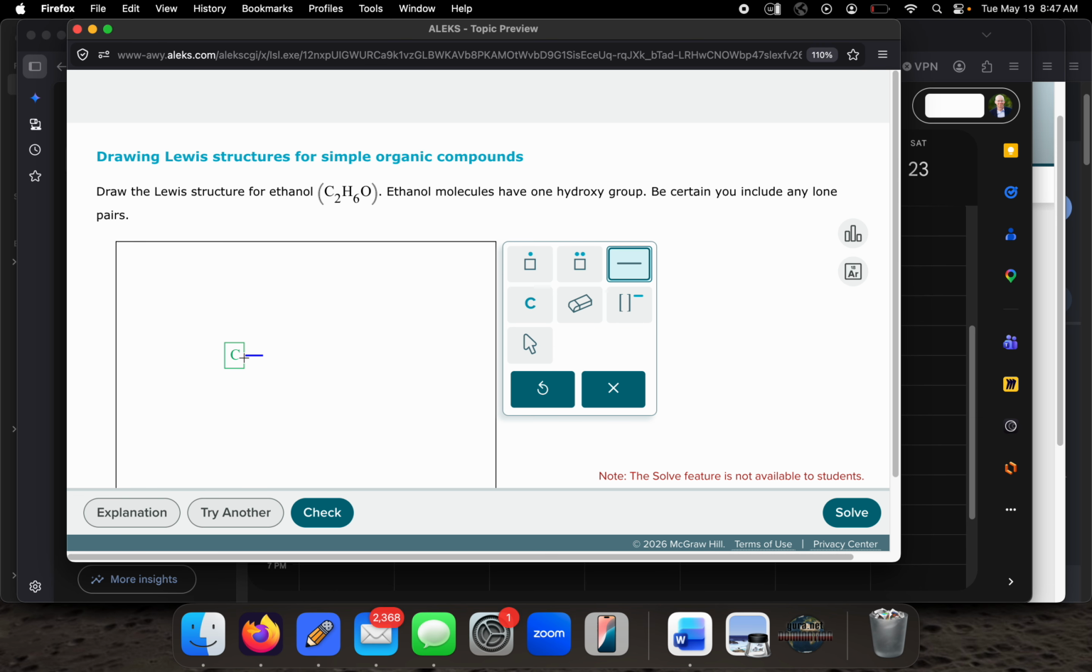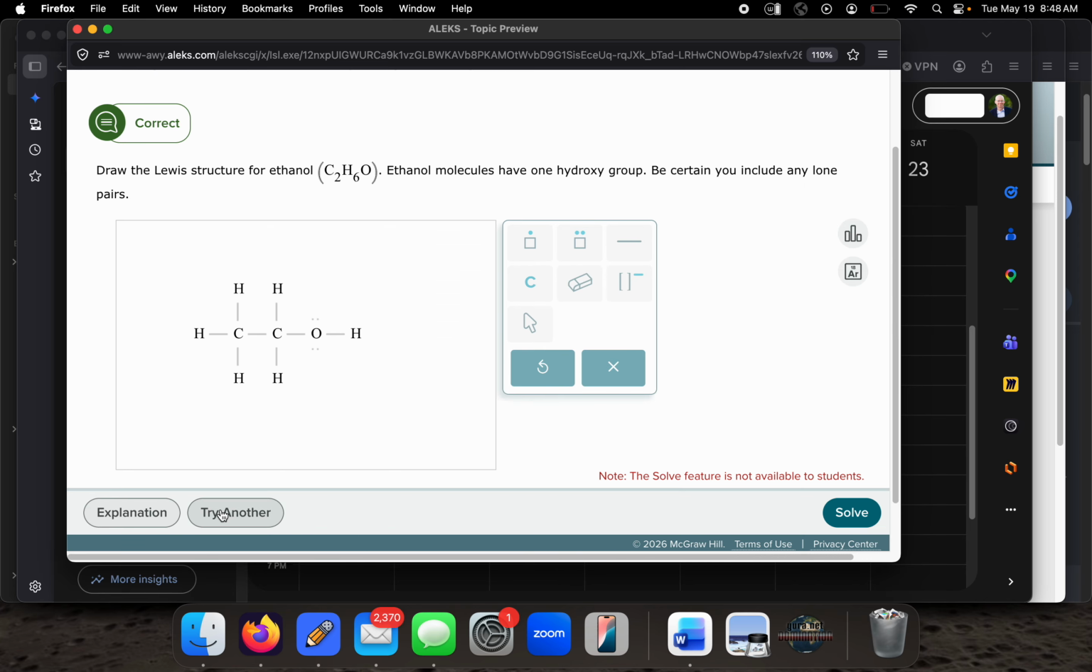Carbon. Carbon. Oxygen. Hydrogen, hydrogen, hydrogen, hydrogen, hydrogen, hydrogen. Let's get those lone pairs in here. Check. Okay. Question is, will I get credit if I don't put lone pairs?